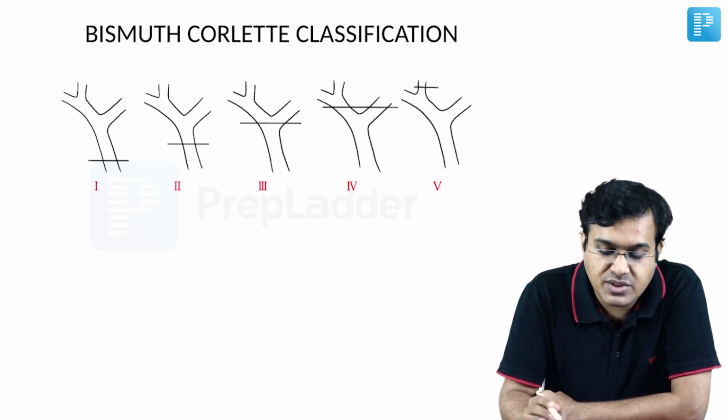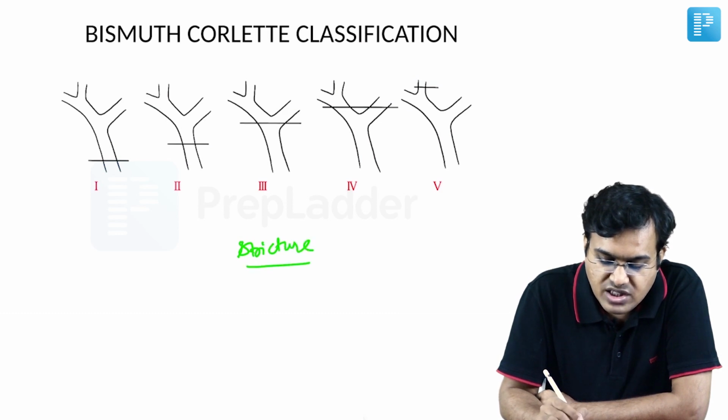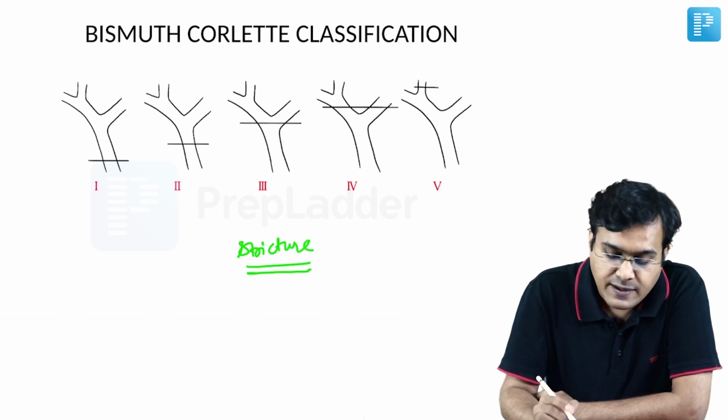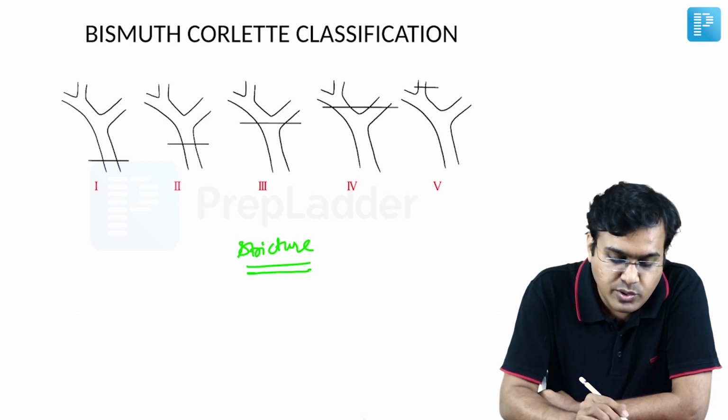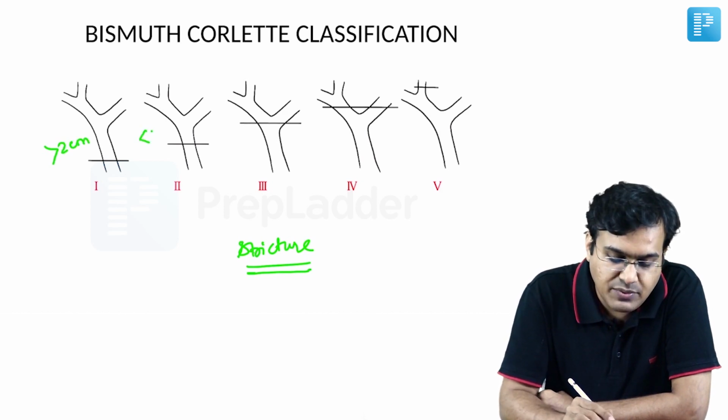So Bismuth-Corlette classification is basically for post-cholecystectomy strictures. Okay. So what are the classifications? Type 1 injury, in which this is the hilum, the common hepatic duct stump is more than 2 cm. Okay. If the common hepatic duct stump is less than 1 cm, it is type 2 Bismuth.